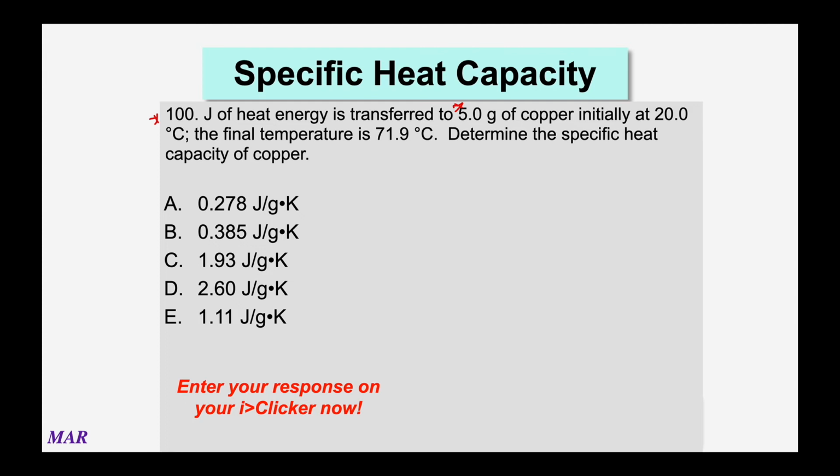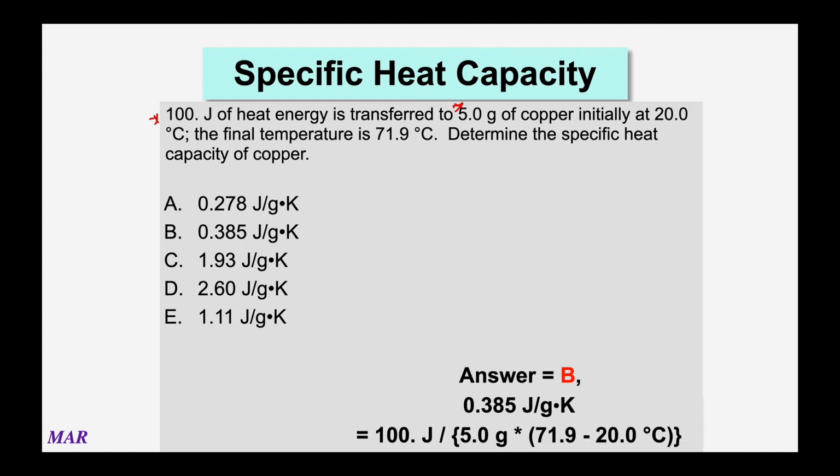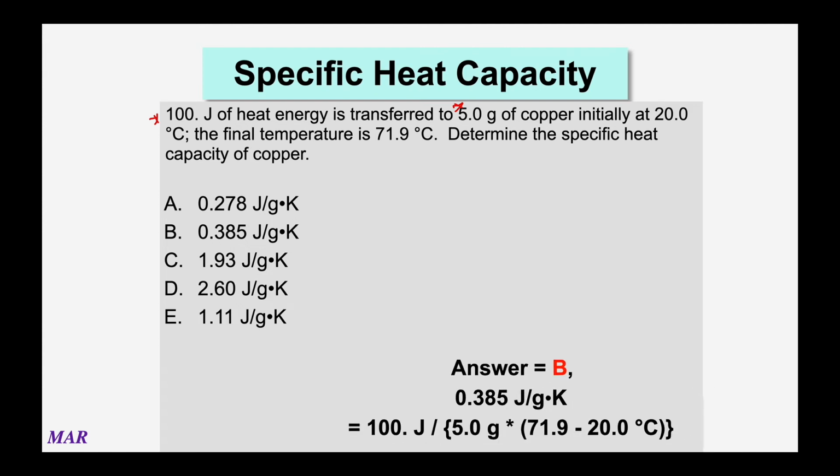I would give you heat capacities if they were needed, but in this one, you can actually calculate it for yourself. So throwing all those numbers into Q equals mc delta T, you're going to end up with 0.385. So 100 joules equals 5.0 grams times the heat capacity C, which we don't know initially, times delta T. And yes, I'm using Celsius. Lazy chemists of the world unite. We solve for C. C equals 100 joules divided by 5 grams times parentheses, and make sure you put the parentheses in, 71.9 minus 20.